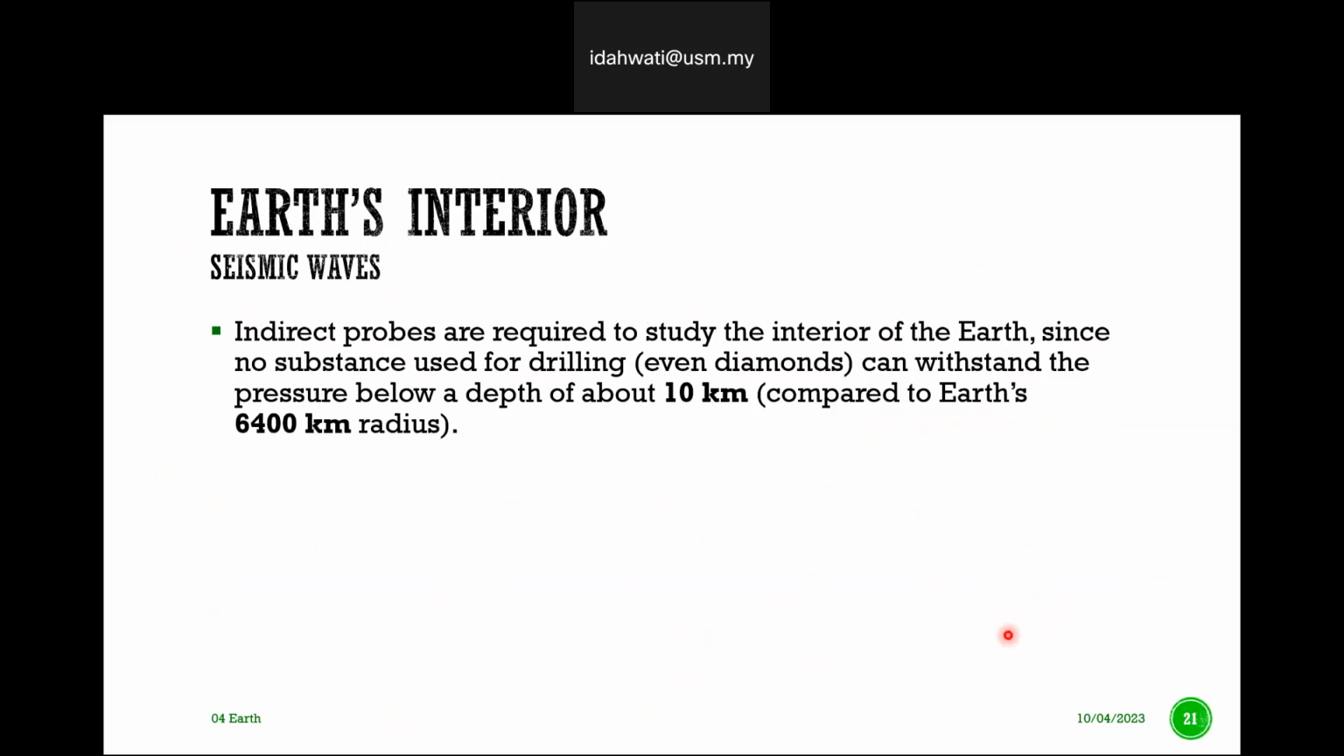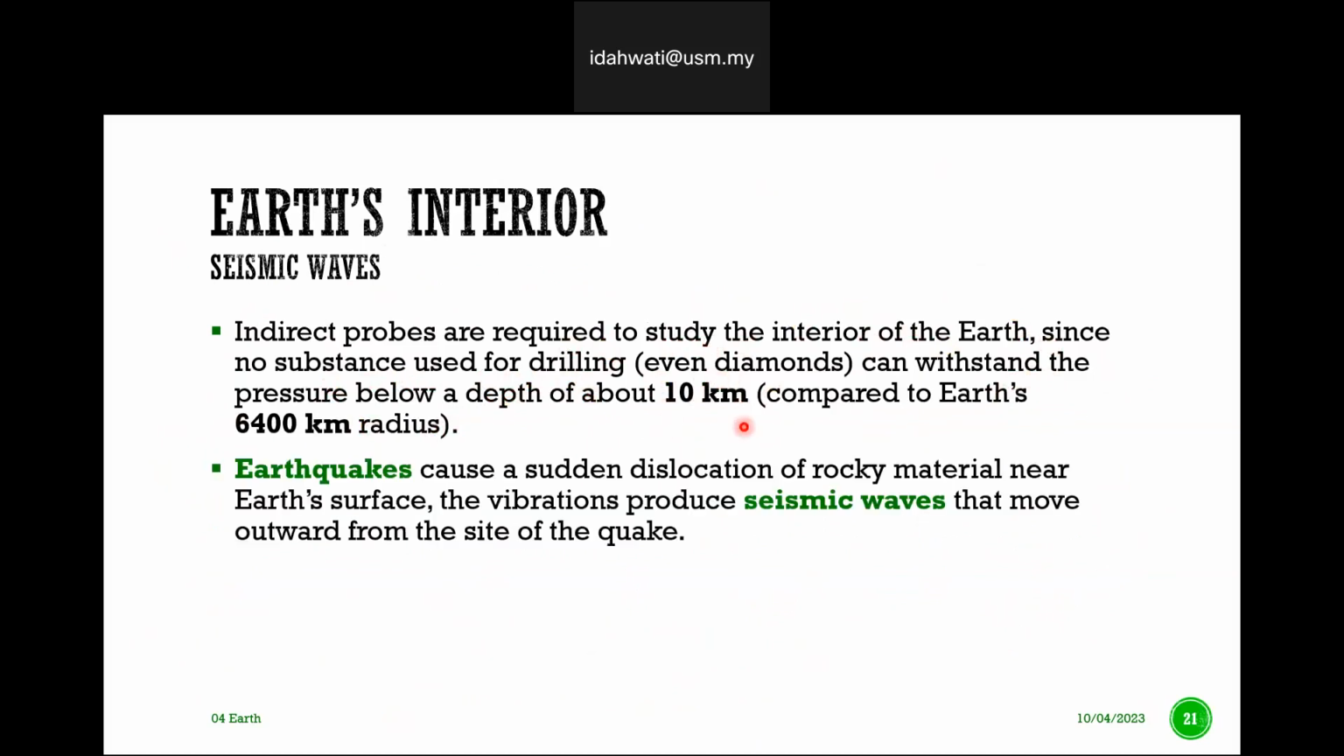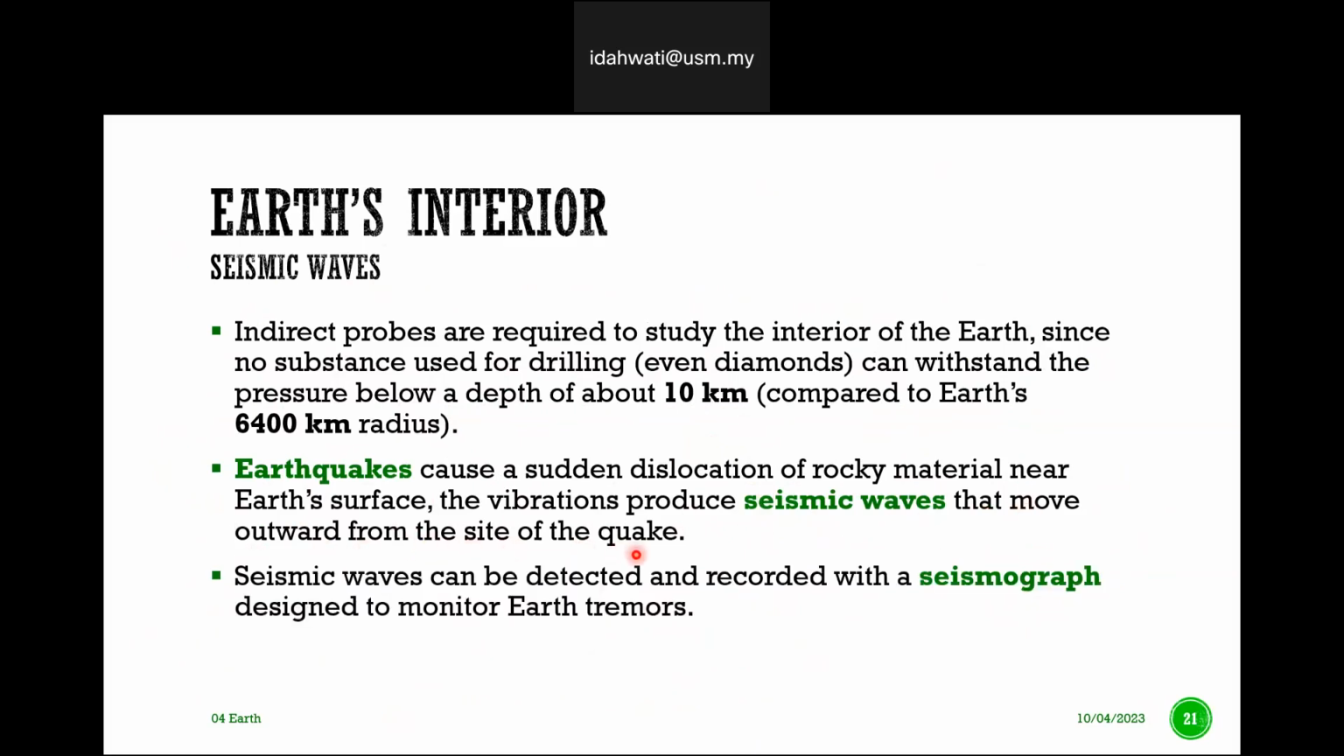Okay. Next, the indirect probes are required to study the interior of the Earth, since no substance used for drilling can withstand the pressure below a depth of about 10 kilometers. So what is an earthquake? An earthquake causes a sudden dislocation of rocky material near Earth's surface, and the vibration produces seismic waves that move outward from the site of the quake. The seismic waves can be detected and recorded with a seismograph designed to monitor Earth's tremors.